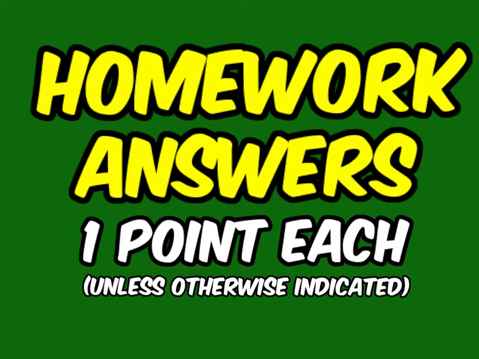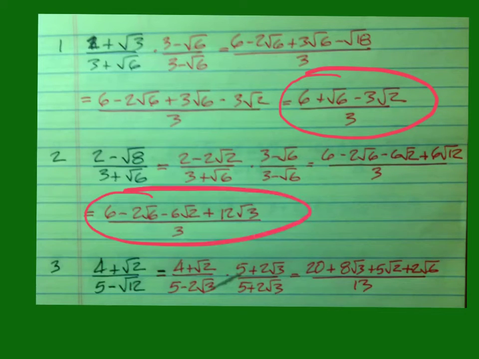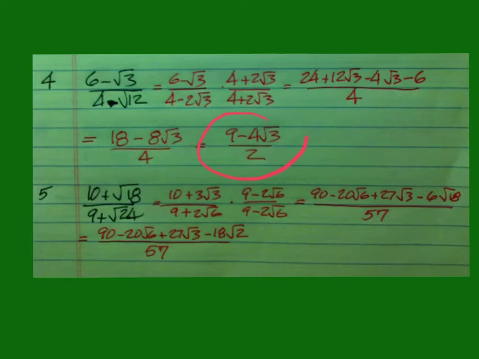Here are the answers. On number 1, it's going to be 6 plus square root of 6 minus 3 square root of 2 over 3. On number 2, it's 6 minus 2 square root of 6 minus 6 square root of 2 plus 12 square root of 3 over 3. And 3 is 20 plus 8 square root of 3 over 5 square root of 2 plus 2 square root of 6 over 13. On number 4, it should be 9 minus 4 square root of 3 over 2.